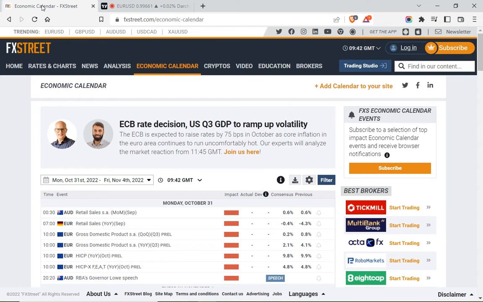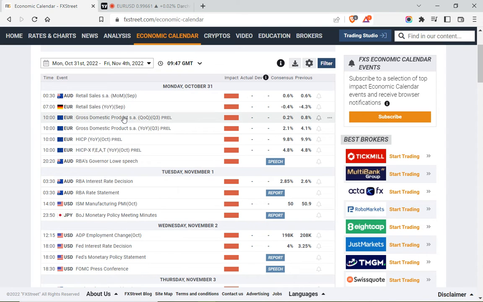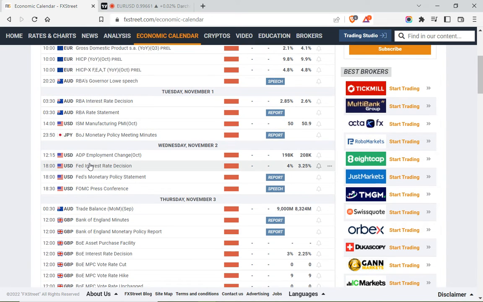So going into the economic calendar, we can see here on Monday we have quite a lot of events. We have the retail sales, we have the GDP for quarter 3. We also have the HICP coming up as well. And then if we go into Tuesday, we see the ISM for the USD.